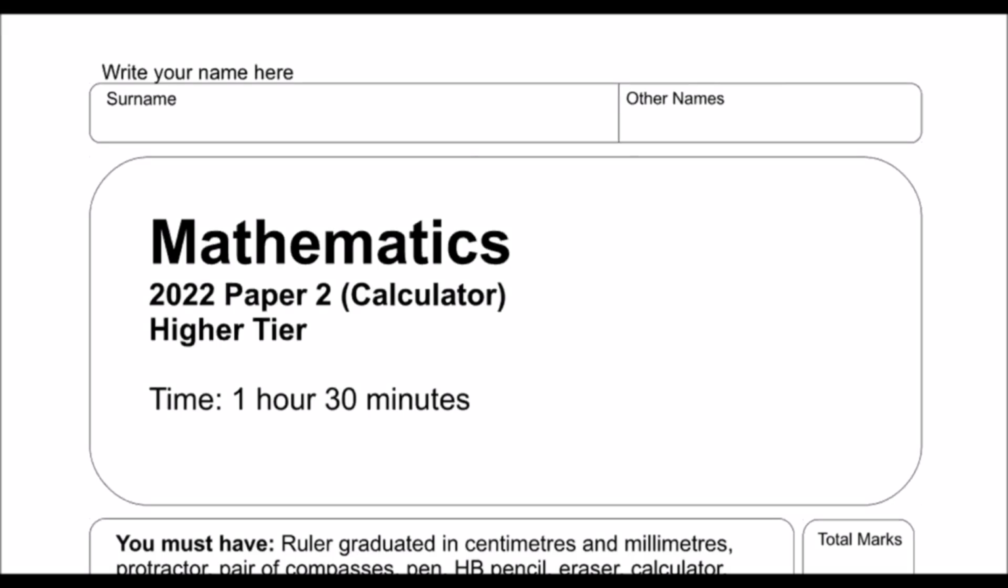This is a practice paper for the Edexcel higher tier paper 2 calculator for the 2022 exams. It's based on the advanced information, so the topics in this paper will be the same as the topics in the Edexcel paper 2 exam in 2022 in this summer.